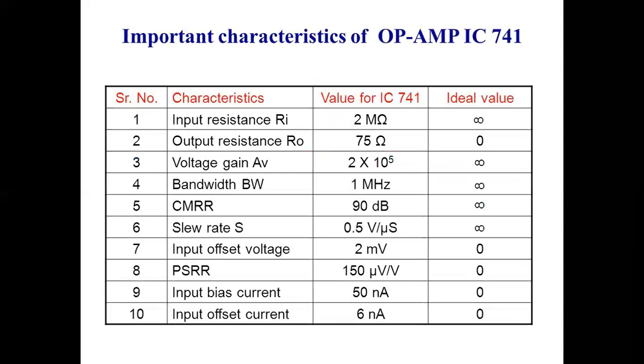So already we know the ideal and important characteristics of IC741. These characteristic values of IC741 will vary with respect to the different manufacturers, so there will be small variations in the circuit values. Next class we will see the DC characteristics and AC characteristics of the operational amplifier.